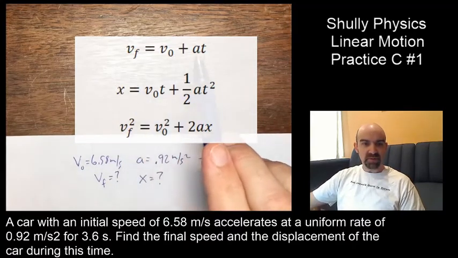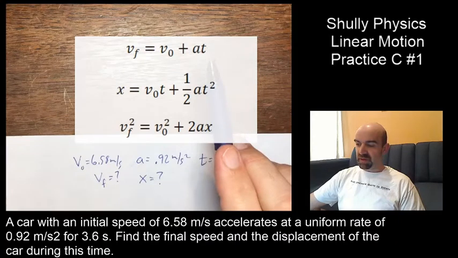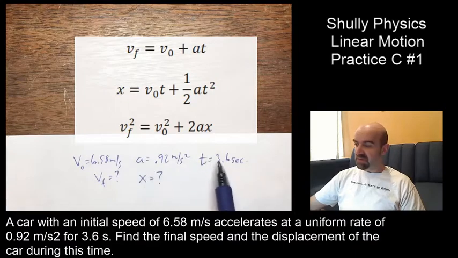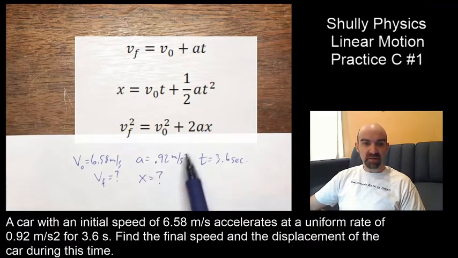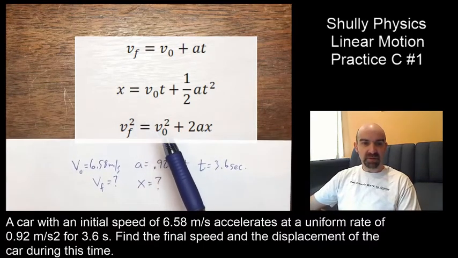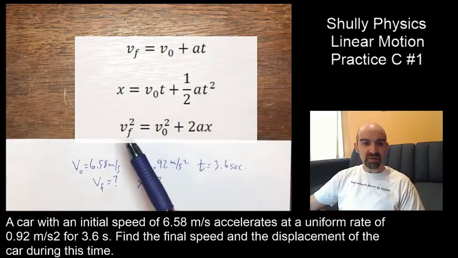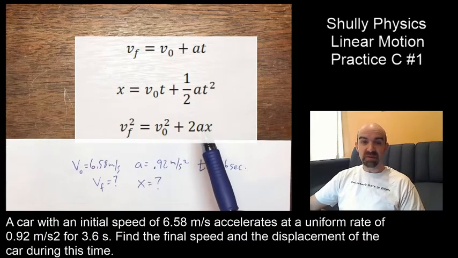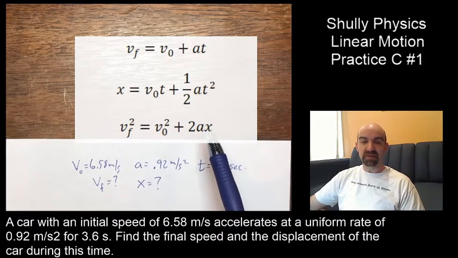VF equals VO plus AT. Well, if we look at it, we've got VF is the unknown. We've got V0, we've got A, and we have T. So sure, we can use that one. How about for X? Should we use the third one or the second equation here? If we look at the third equation, we don't have the final velocity yet, but we do have the other values, and we could use some algebra to find that X value.